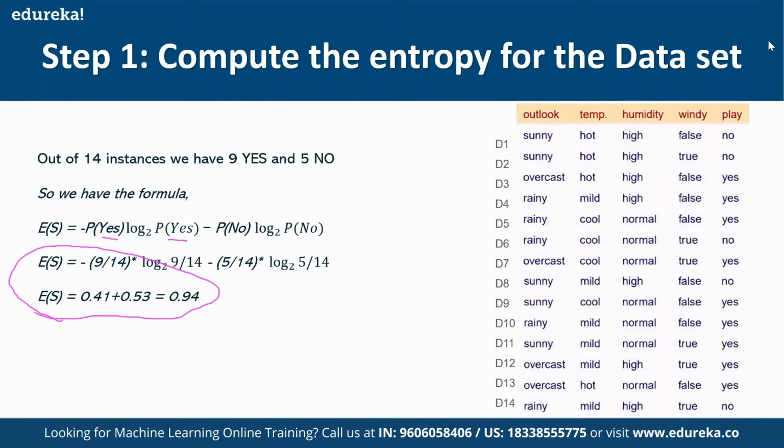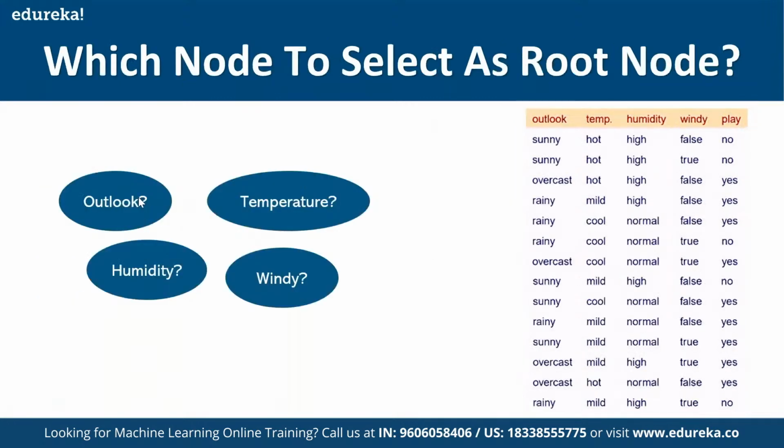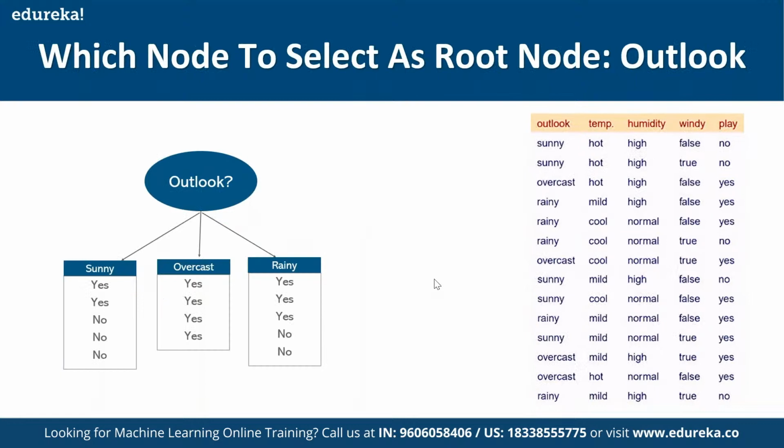Now, how will this entropy help you in selecting which features you will take or not? So let's go further. Now we will take each feature one by one, whether I should take outlook, whether I should take temperature, whether I should pick up humidity, or whether I should pick up windy, right? Let's go one by one. Now, first I'm plotting for outlook.